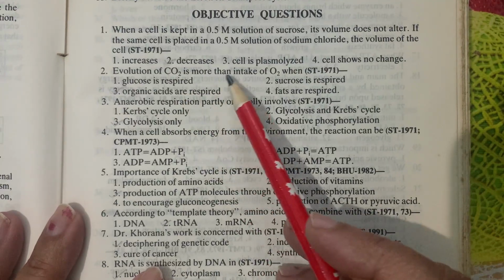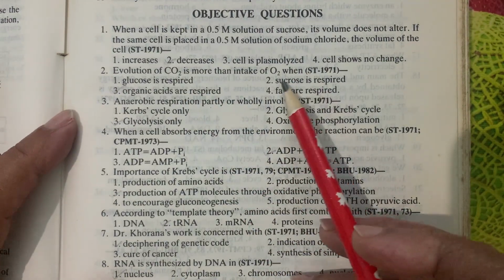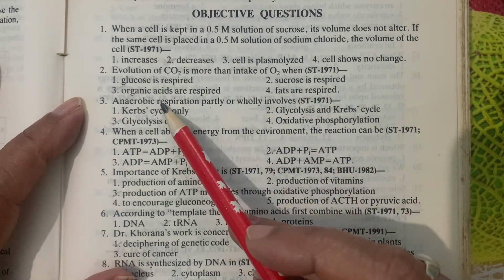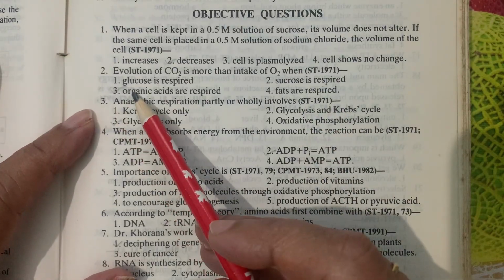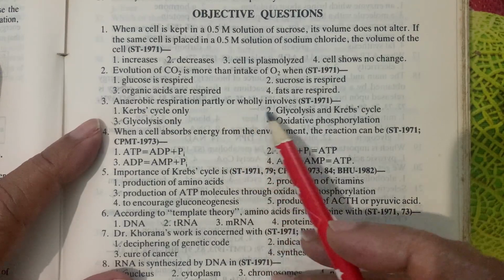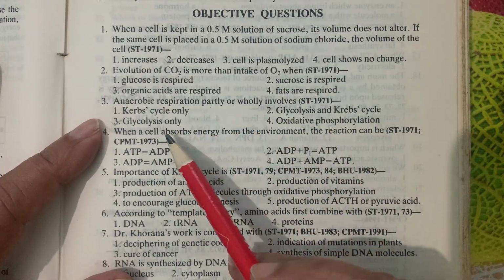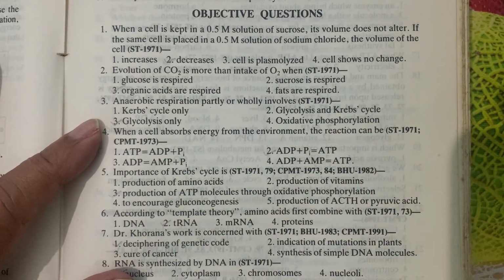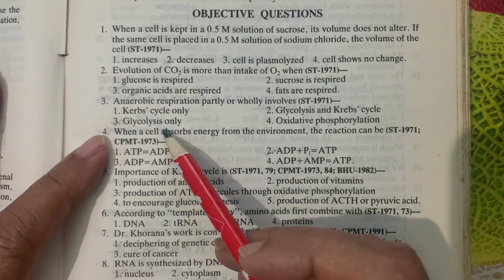Evolution of carbon dioxide is more than intake of oxygen when glucose is respired, sucrose is respired, organic acids are respired, or fats are respired? It is organic acids are respired. Anaerobic respiration partly or wholly involves Krebs cycle only, glycolysis and Krebs cycle, glycolysis only, or oxidative phosphorylation? The correct option is glycolysis only.